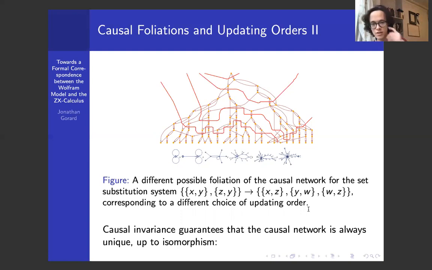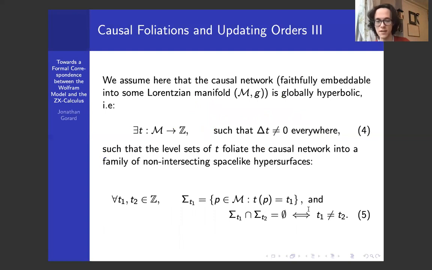So causal invariance, although in terms of the rewriting structure it's very easy to state, is actually quite a deep and quite a strong principle. Obviously, this talk will not focus particularly on the relativistic aspects of the model, but I'll quickly explain roughly how that works, because an analogous concept will arise later.